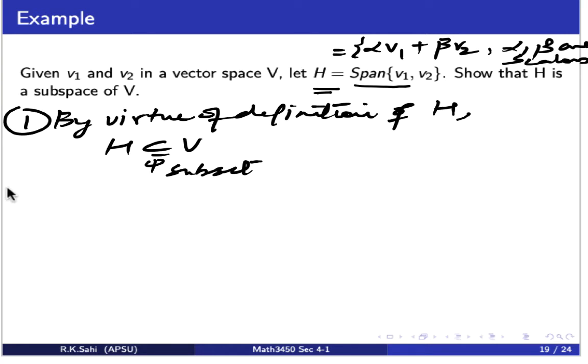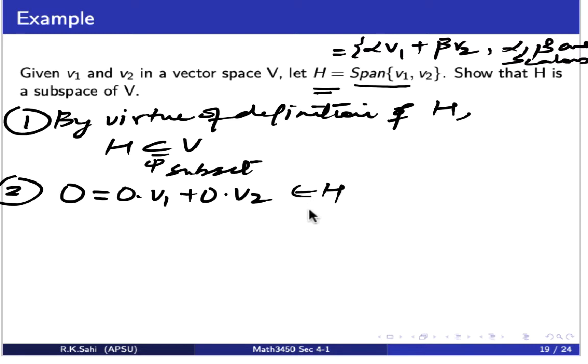Okay, second, the zero. If I take a 0, I can write 0 as 0 times v1 plus 0 times v2. Because that's what you do. It's a spanning set, all possible linear combinations. Clearly, I have a linear combination of the vectors v1 and v2. Clearly, it belongs to H. Guys, remember, belongs to means is an element of, if you forget.